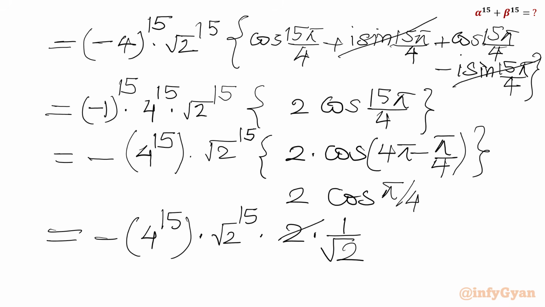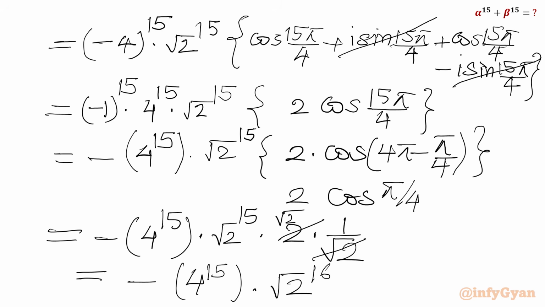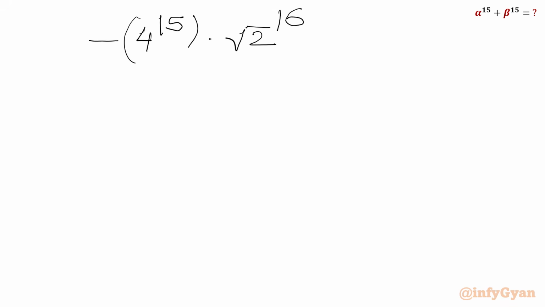Now I can cancel 2 and root 2 from here. So I will be writing here root 2. So it is converting into minus 4 power 15 and then root 2 power 15 times root 2. I will write root 2 power 16. Let me write here minus 4 power 15 times root 2 power 16. This is equal to the required expression E. Here it is.